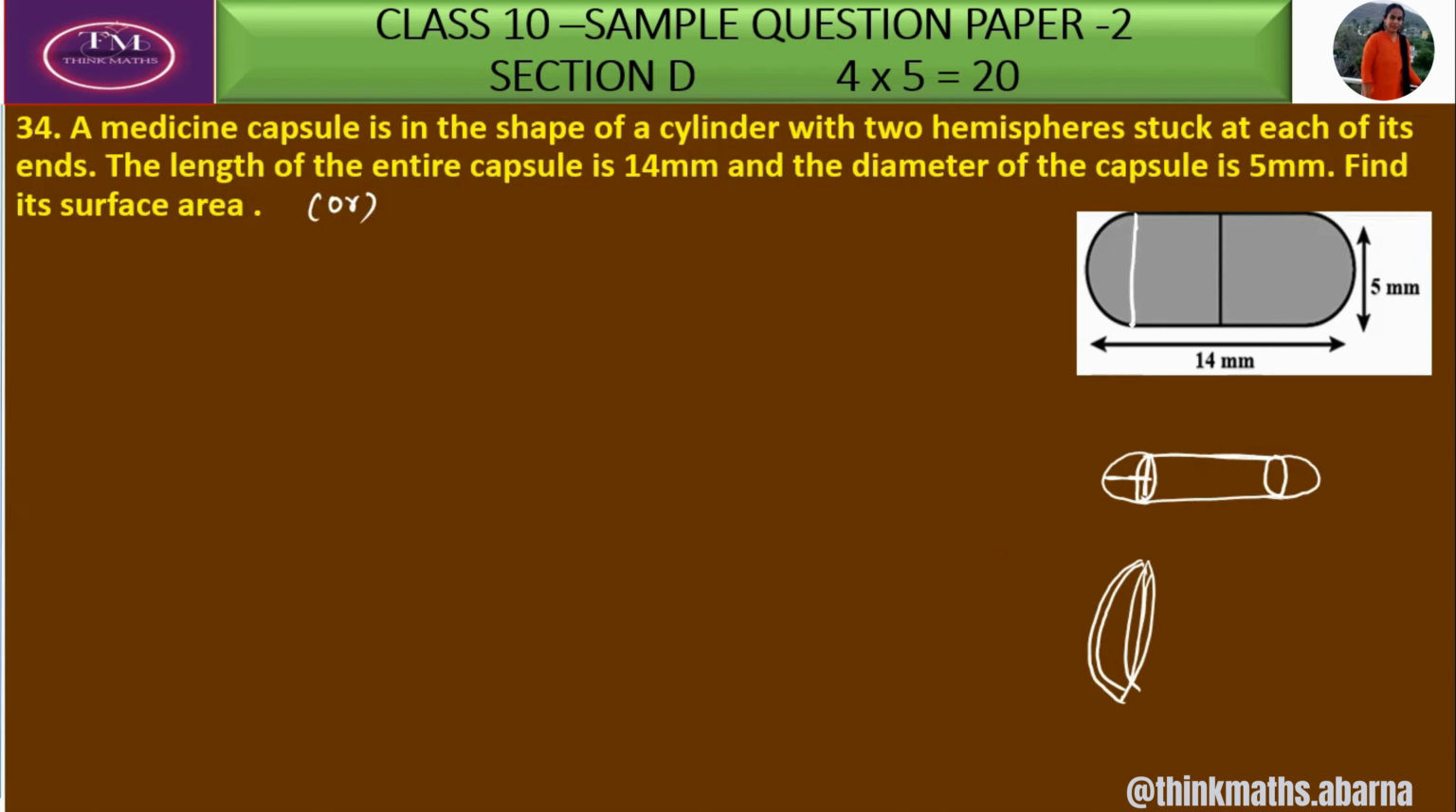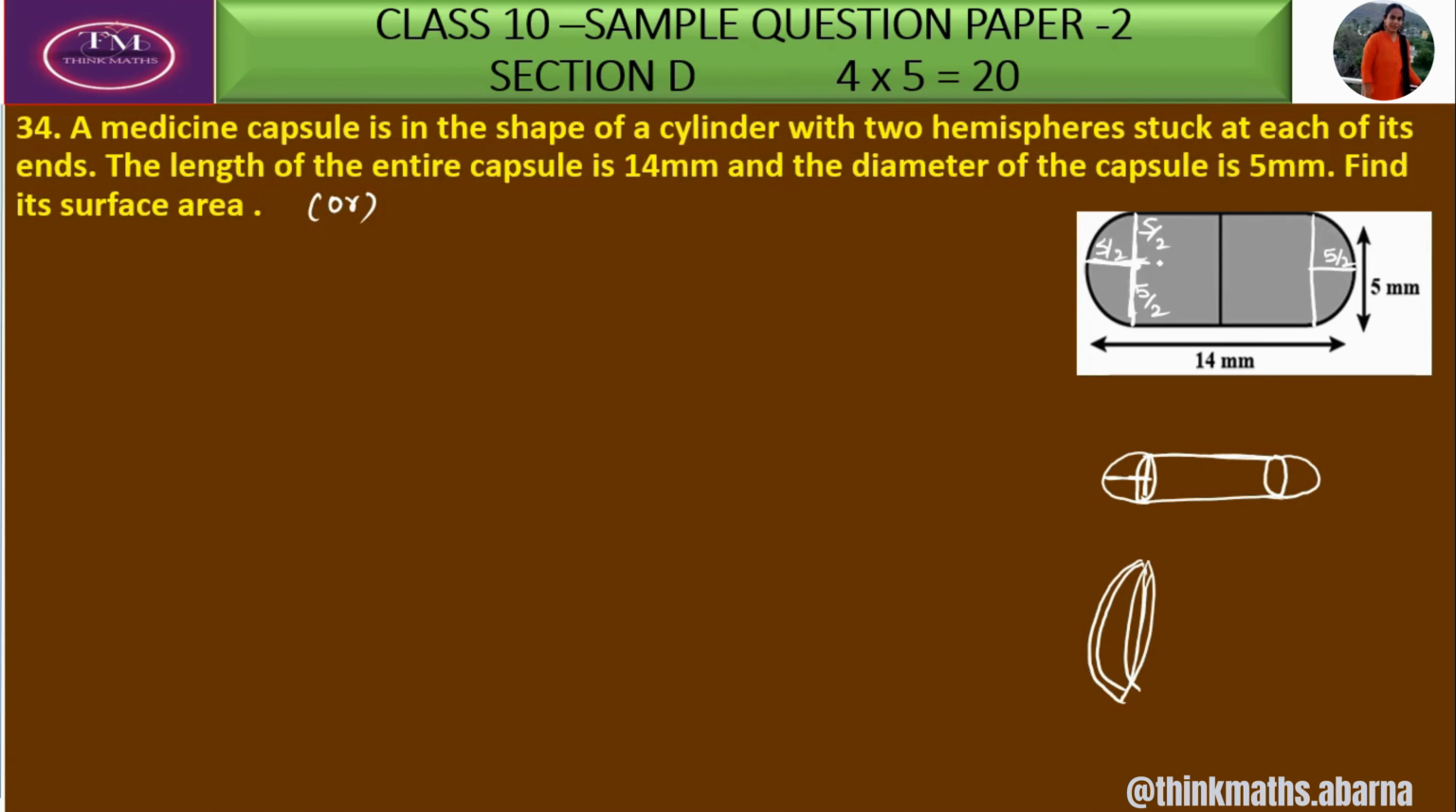So if this length is given as 5, its radius will be 5 by 2. From the center point, if we draw a line, this will also be a radius, so this will also be 5 by 2. In the same way here, this is 5, so the radius is 5 by 2. So this will also be 5 by 2.